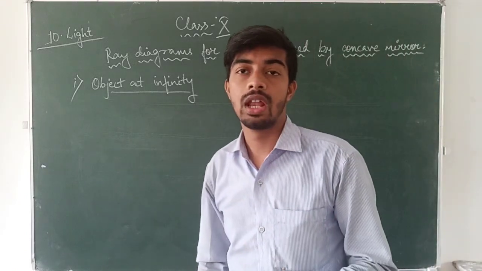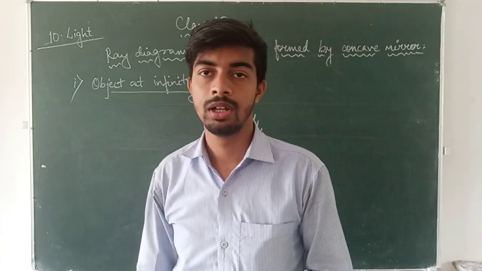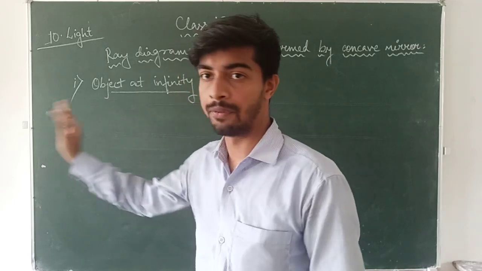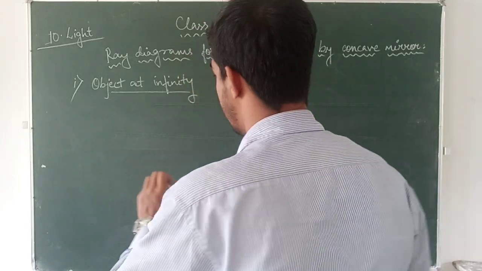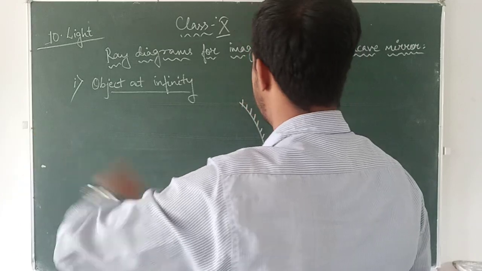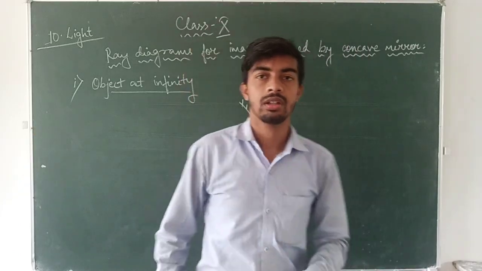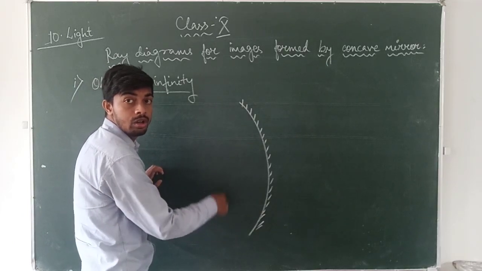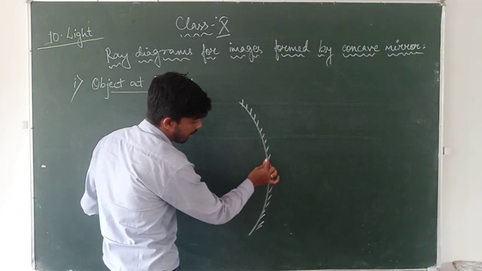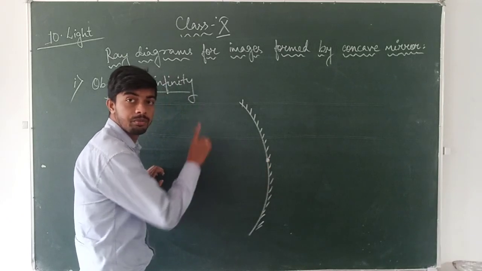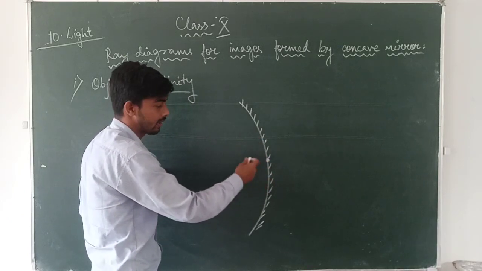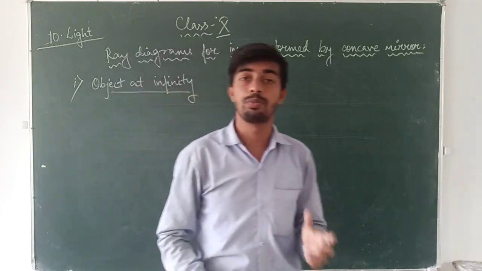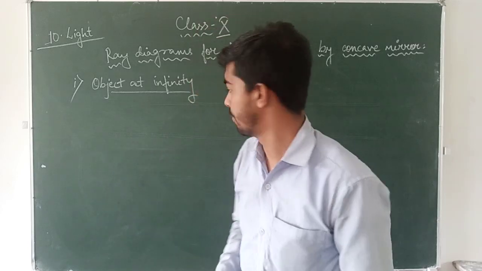Secondly, whenever we draw any ray diagram, the object is always kept to the left. As you will be drawing like this, for you the object will be to the left of the mirror. Then after drawing the curve of the mirror, we will put a point at the center of the mirror, which is the point P, known as the pole of the mirror. It is the center part of the mirror.